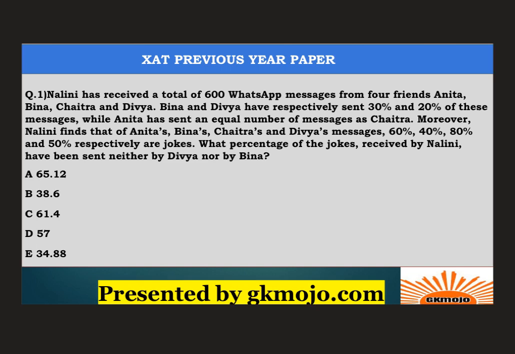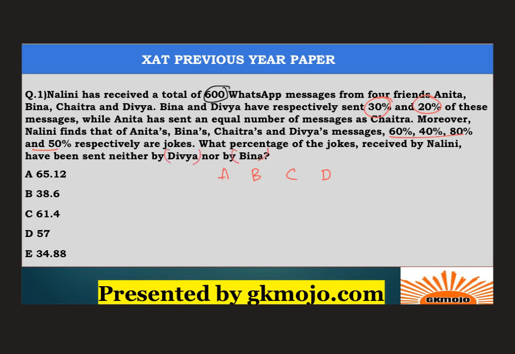Let's start reading it. Nalini has received a total of 600 WhatsApp messages, all right, from which 4 friends, Anita, Beena, Chaitra and Divya, that is, we'll consider them as A, B, C and D, have respectively sent 30% and 20% of these messages, while Anita has sent an equal number of messages as Chaitra. Moreover, Nalini finds that of Anita's, Beena's, Chaitra's and Divya's messages, 60%, 40%, 80% and 50% respectively are jokes. What percentage of the jokes received by Nalini have been sent neither by Divya nor Beena?